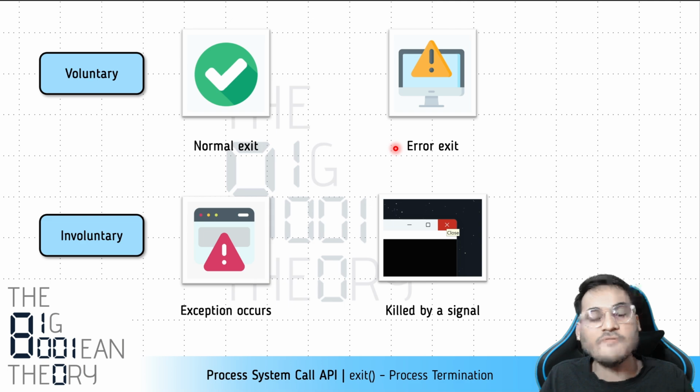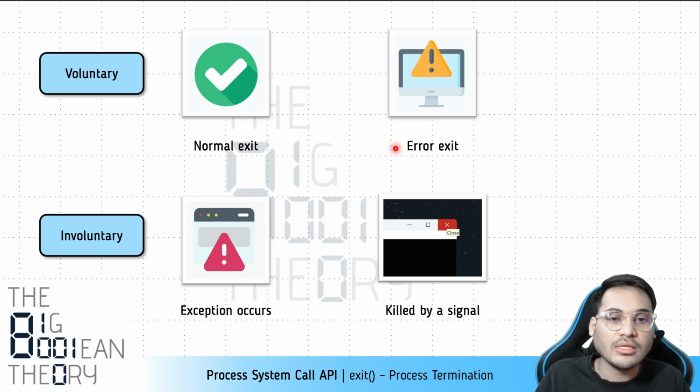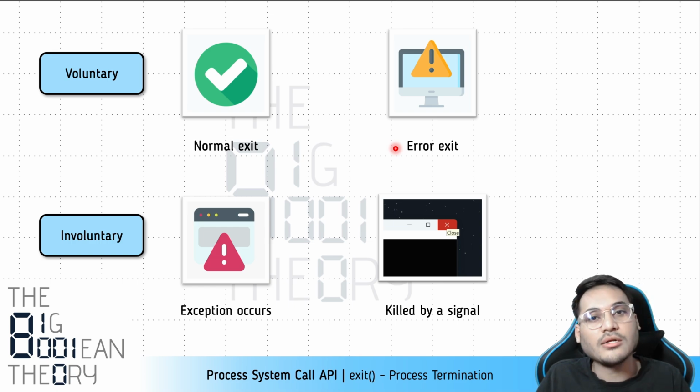So we discussed two different cases, one that is successful or normal termination, and one where the process terminates when it encounters an error. But the common thing in both these cases is that the termination is voluntary in nature and initiated by the process itself, right? So this was about voluntary termination.